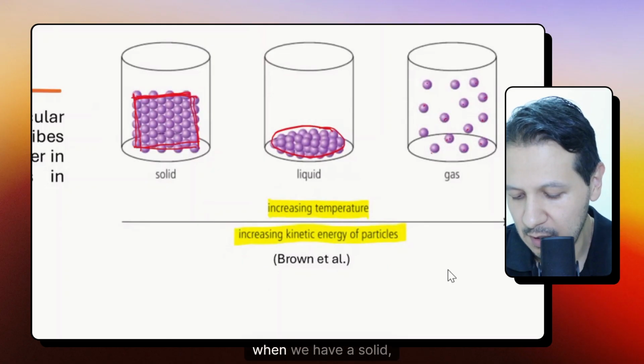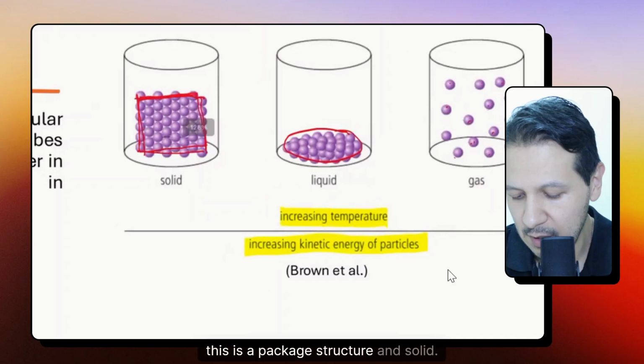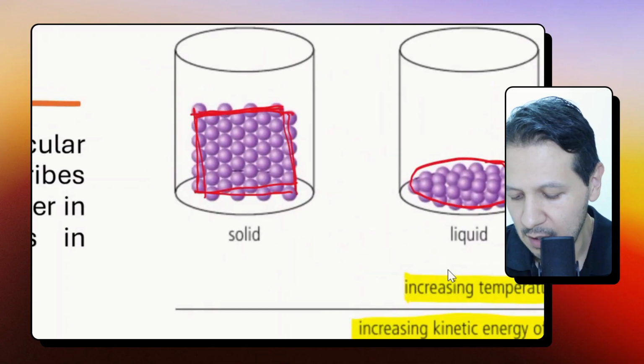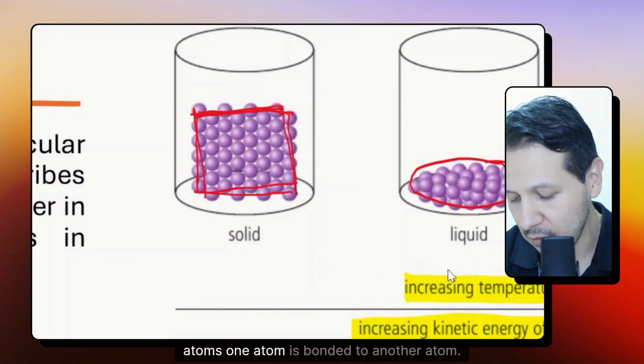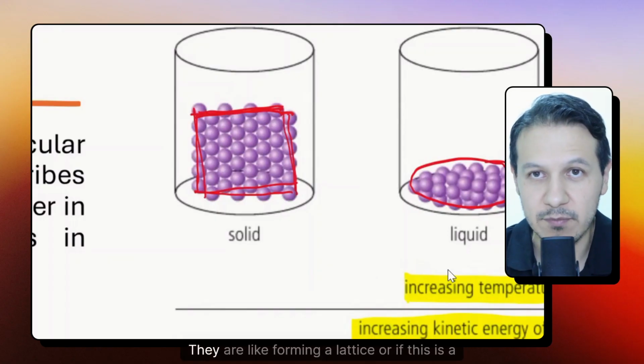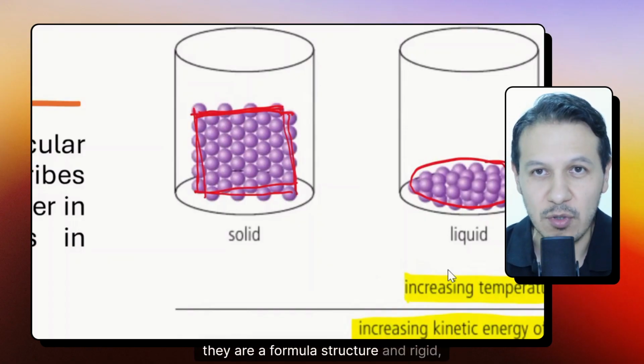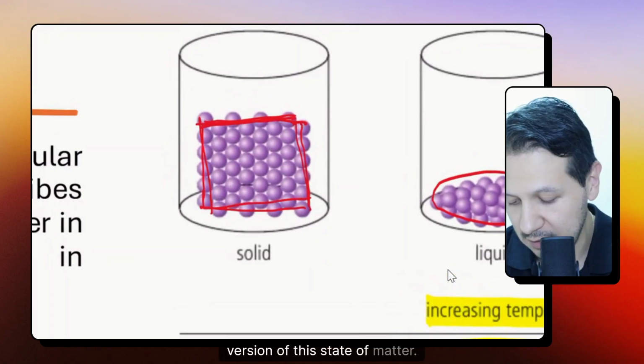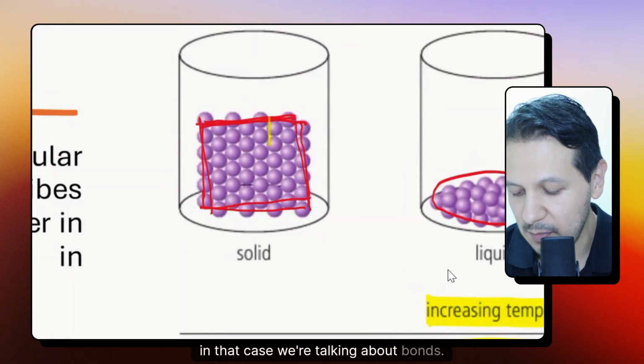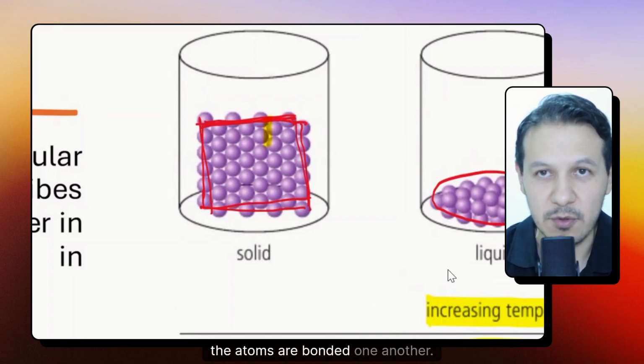As I mentioned before, when we have a solid, this is a packed structure. It means that one atom is bonded to another atom. They are forming a lattice, or if this is a covalent compound, they are forming a structured and rigid version of the state of matter. In that case, we're talking about bonds. So in solids, the atoms are bonded to one another.